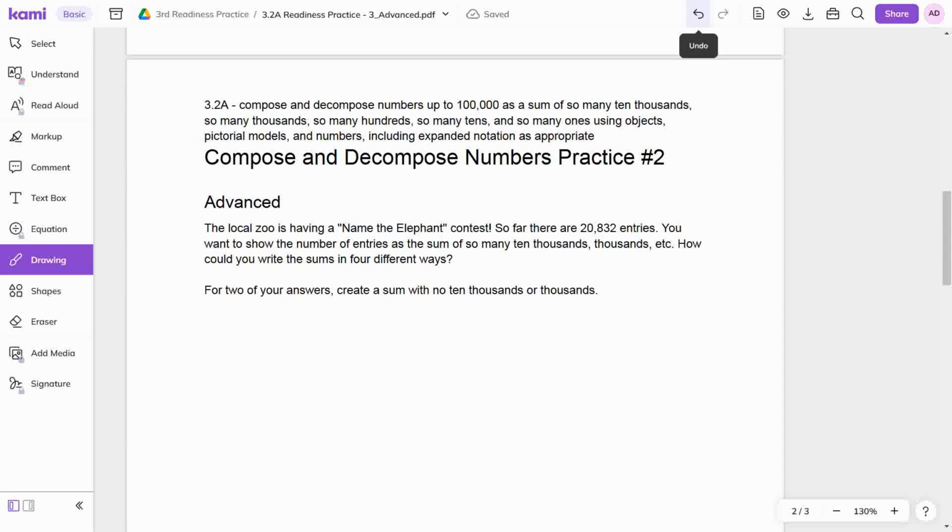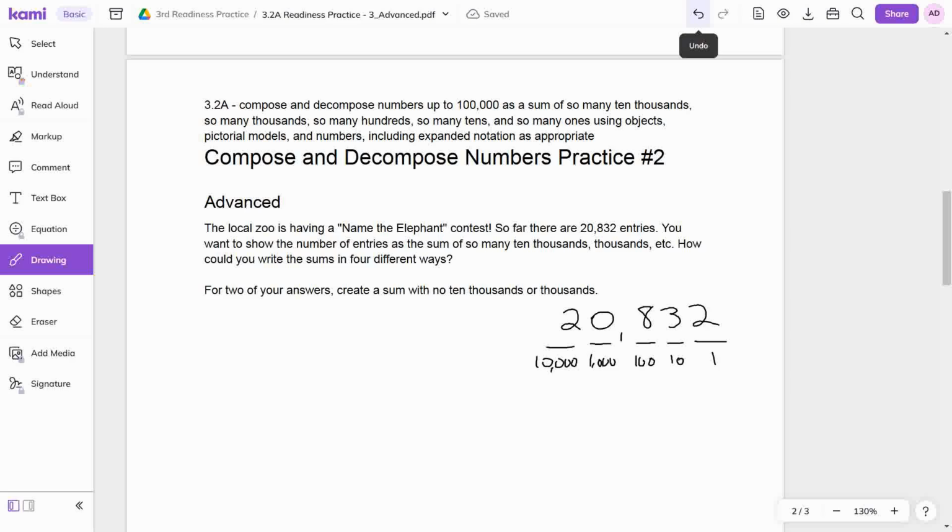So for our second problem, we have a local zoo that has a Name the Elephant contest, and we've got this number. Let's go ahead and write that number here. 20,832. And I'll write that same place value notation. Ones, tens, hundreds, thousands, and 10,000s.